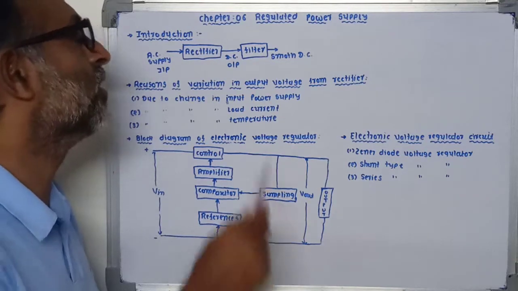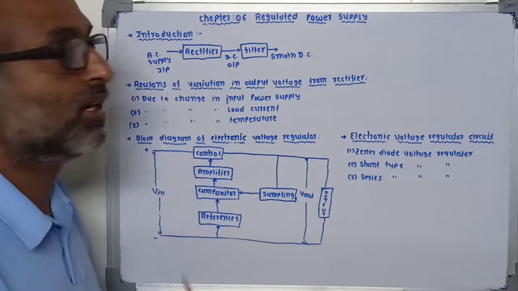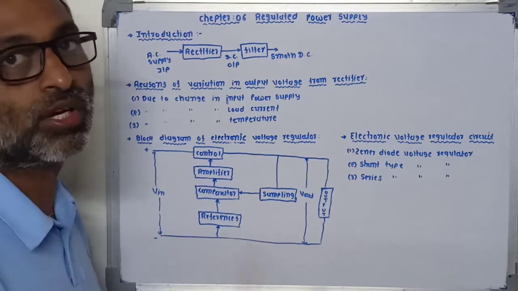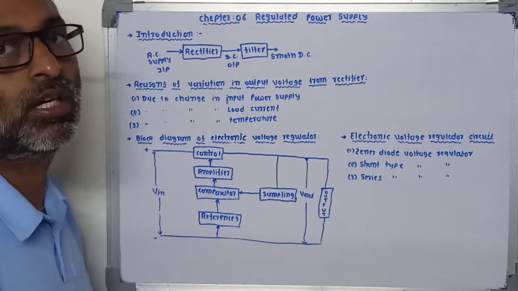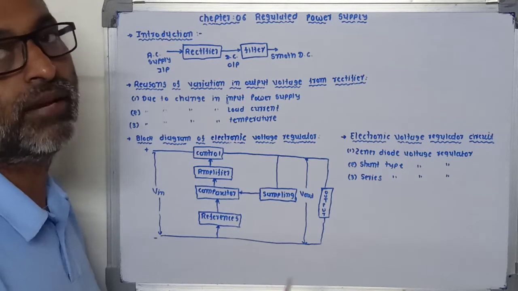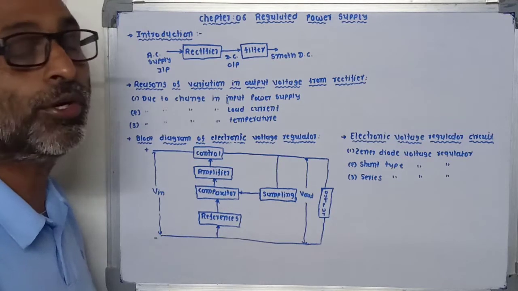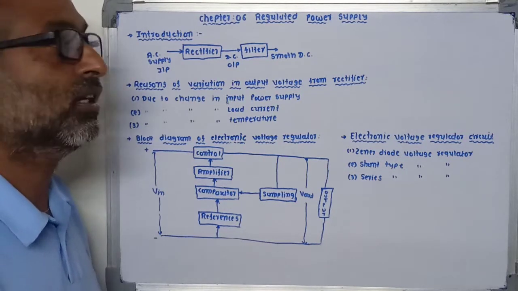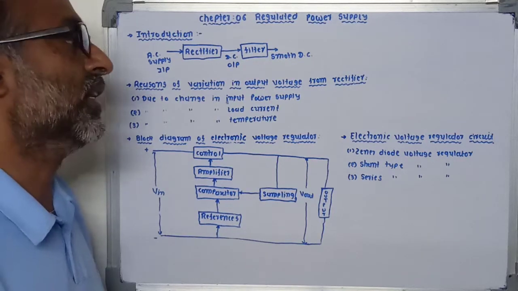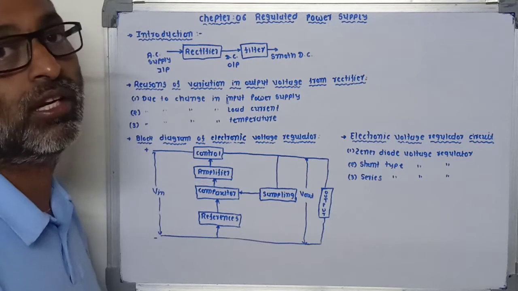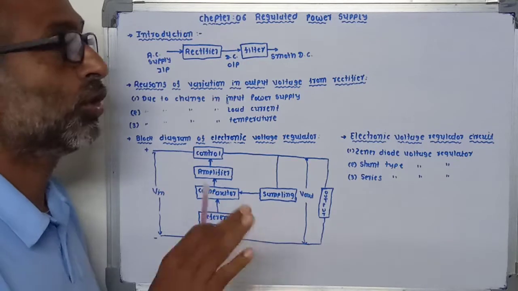The magnitude of this output voltage is not constant because of the change in load current and the change in the input supply voltage. For some uses, the change can be allowed, but for some particular uses, the magnitude of this output voltage should be constant. That means it cannot allow the changes. So in this chapter we will study the different arrangements to keep the output voltage constant.